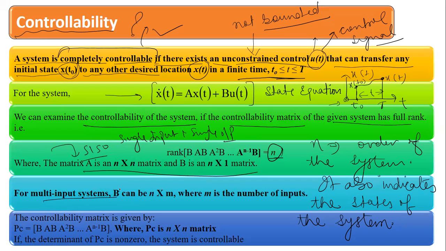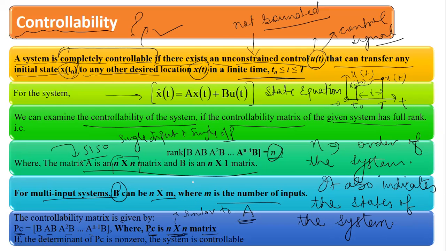For MIMO systems, n will remain the same, as this is the case of state space. We all know B would be n into m, so the dimension of the matrix will increase. The controllability matrix is given by PC, which is B, AB, A squared B, ..., A to the n minus 1 B, where PC is an n by n matrix. So its dimension is similar to that of A. A is also an n by n matrix, right?